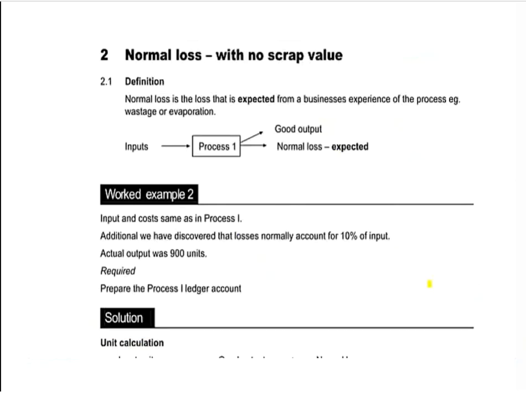It's quite likely though in a production process that we would expect to experience some losses from the process. So there might be some wastage or evaporation. It's not usual that everything that goes in will result in the saleable goods. So when we expect some loss, we call it the normal loss. And the total of our good output and our normal loss will be the value of the inputs.